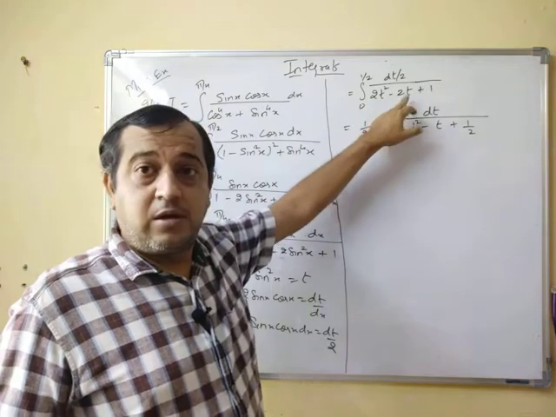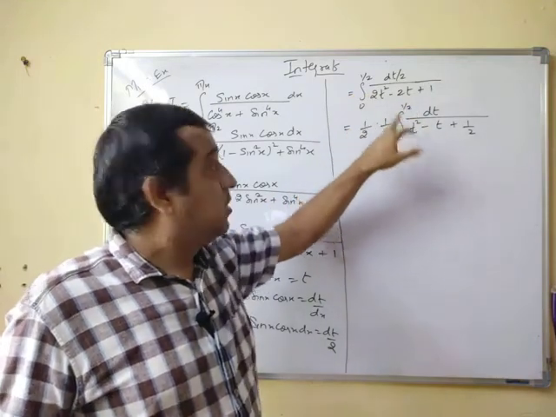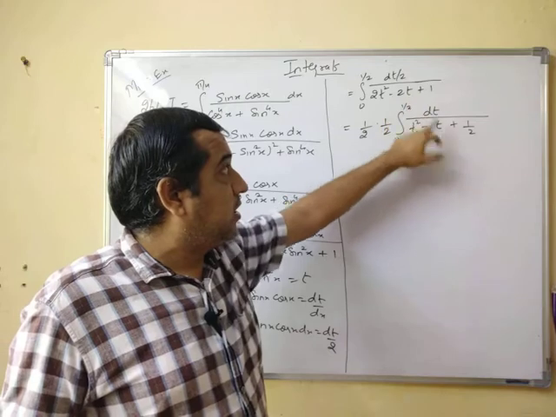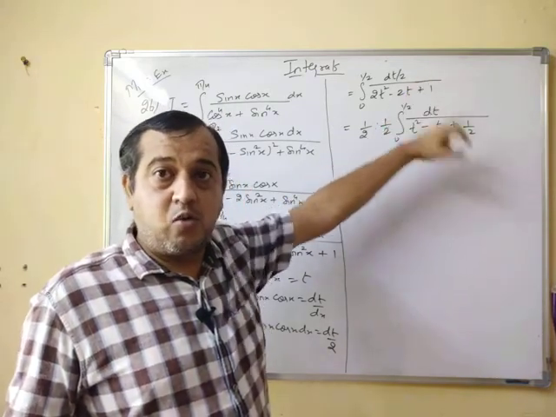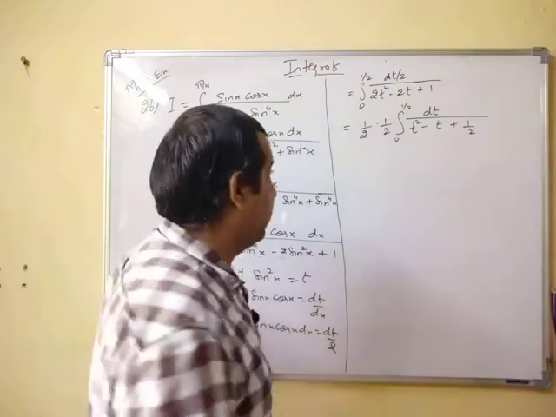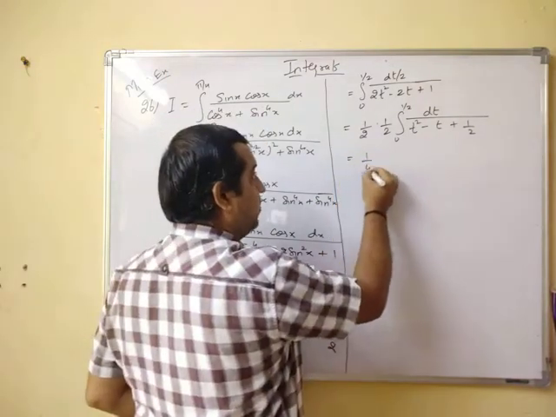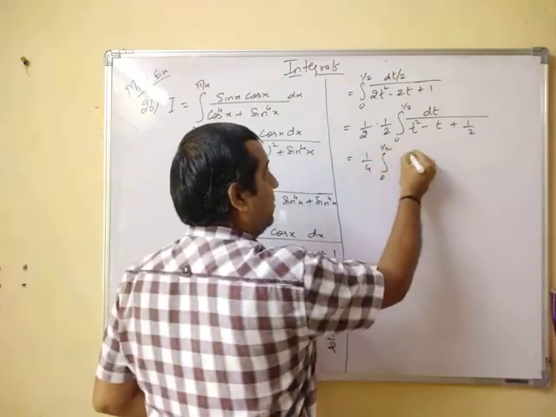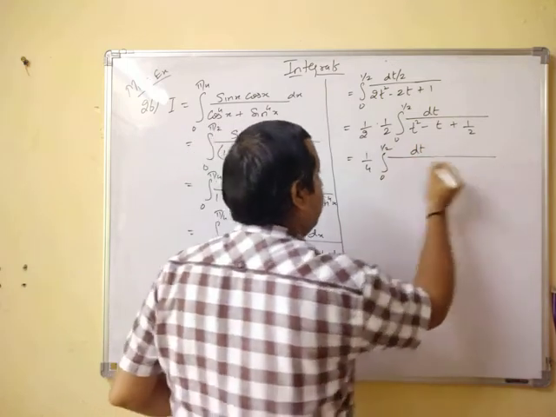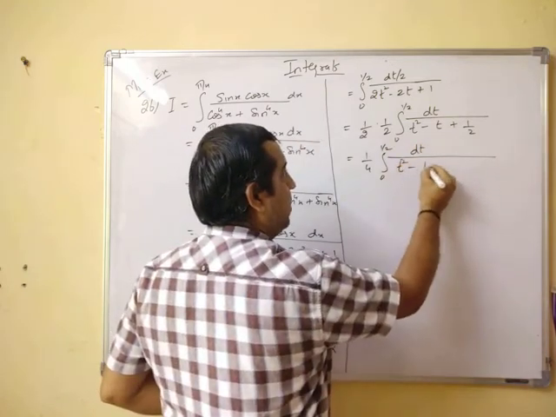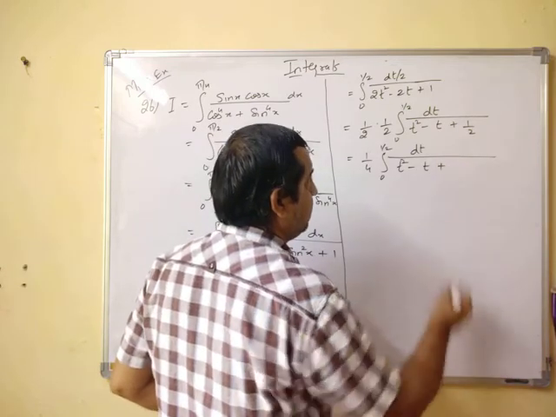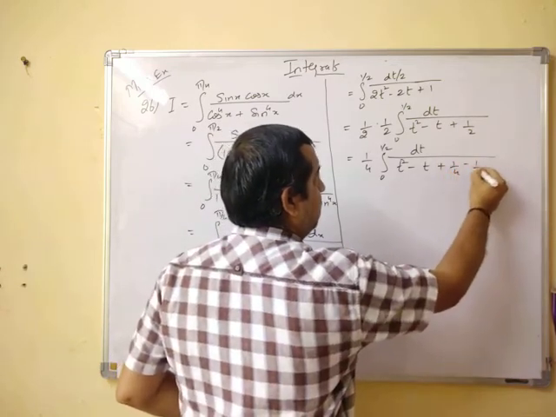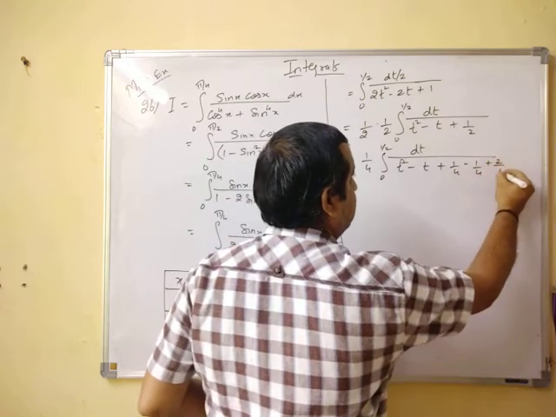2t square, 2t, take 2 common. Now from here it will remain t square, it will be t, and here there is no 1. So if you take 2 common, it will become half. Now this is 1 by 4. This is integral from 0 to half, dt upon t square minus t plus 1 by 4 minus 1 by 4 plus 2 by 4.